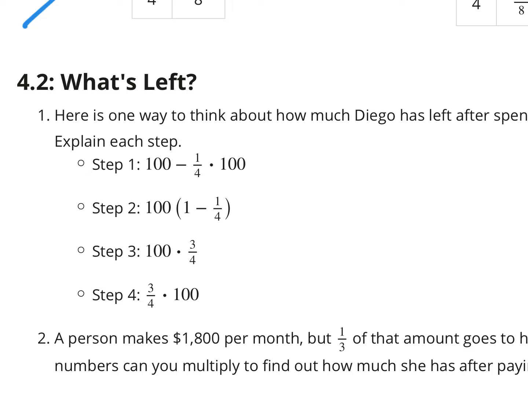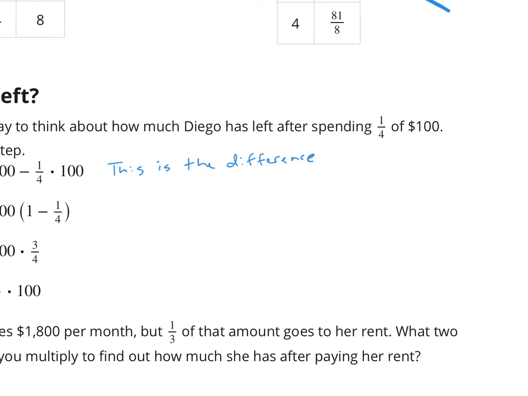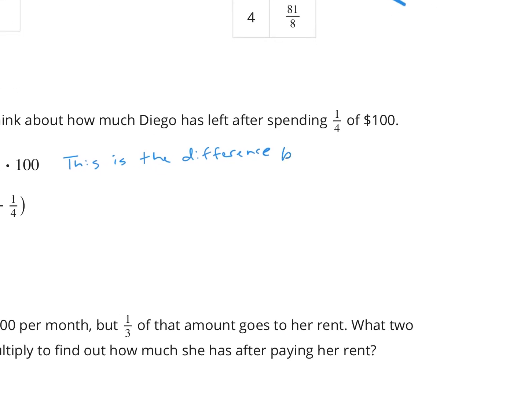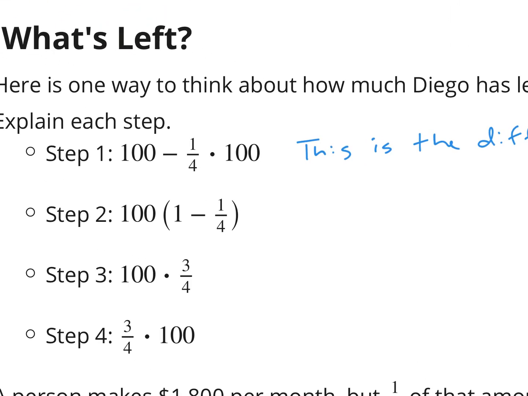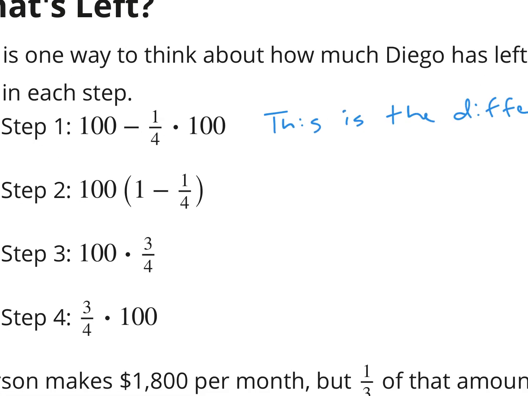All right, so in step 1, they are taking the difference. So this is the difference between 100 and 1/4 of 100. So we can see that we have 100 minus 1/4 times 100.